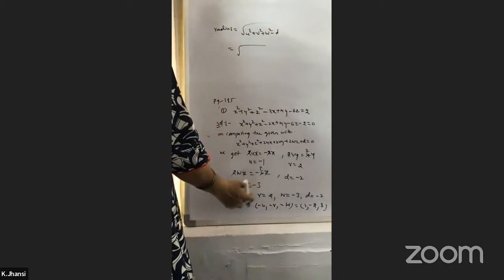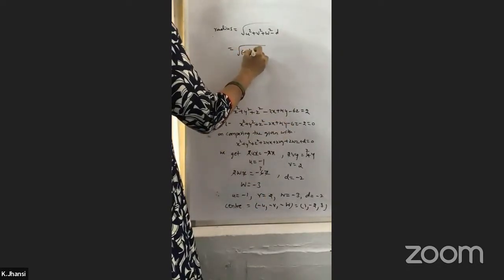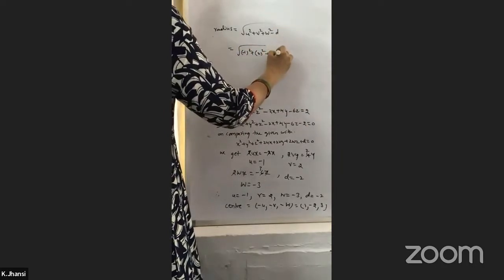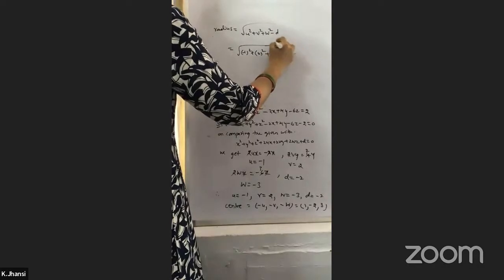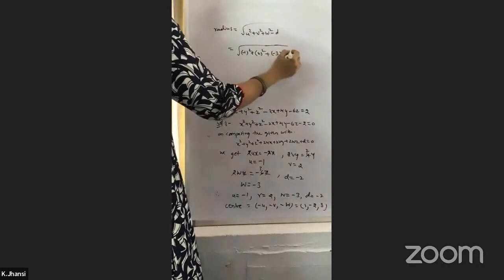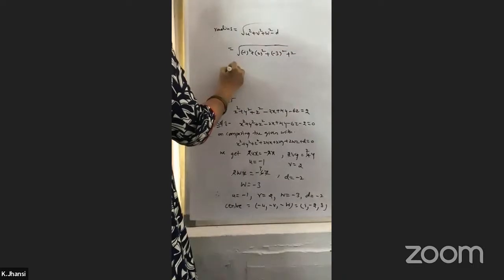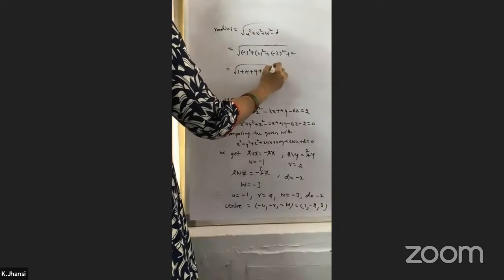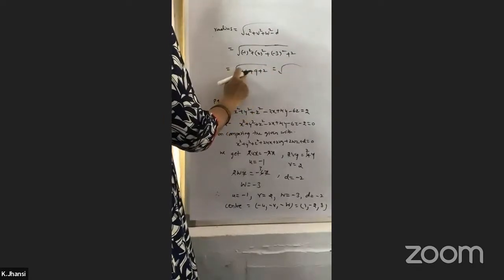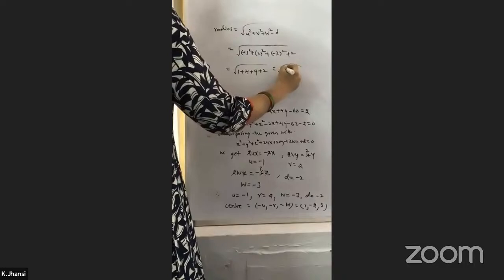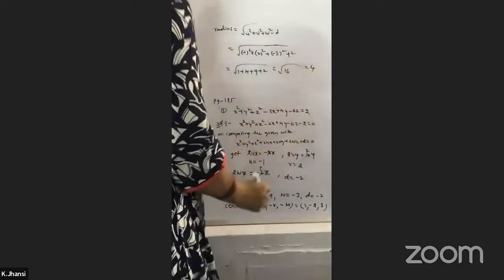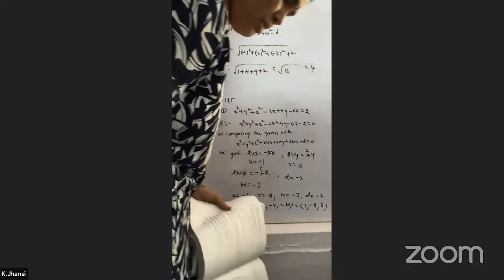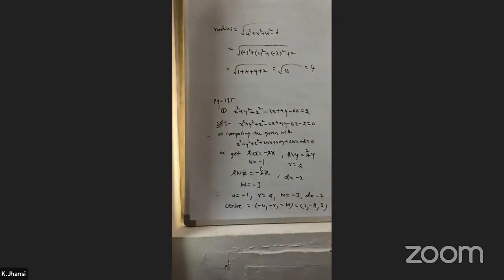So u square means minus 1 whole square, plus v square is 2 square, plus minus 3 whole square, and the d value is minus 2. There is already a minus, and minus of minus becomes plus. So it is 1 plus 4 plus 9 plus 2, which is 16. The root of 16 is 4. So 4 is the radius of the given sphere. This is the procedure for finding the center and radius of the sphere.